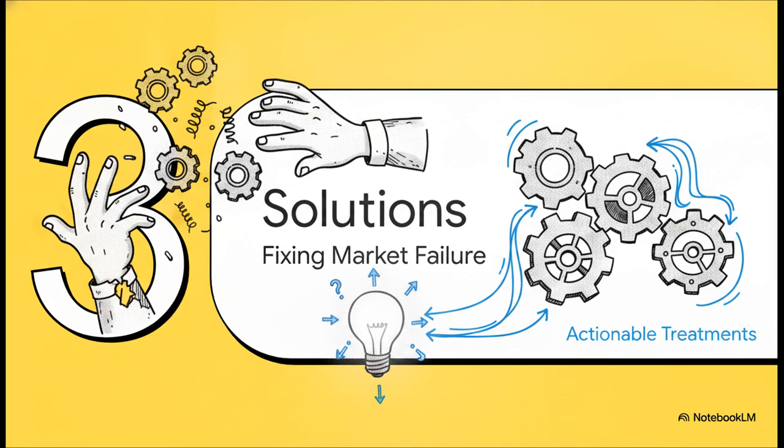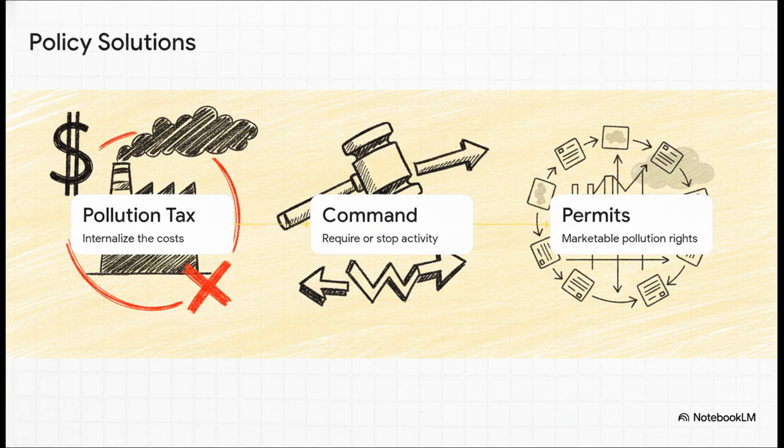Let's jump into Section 3, Solutions to Externalities. Because private markets completely struggle to sort this out on their own, the government has to step in with a specific toolkit. They need to force the market to internalize these outside costs. And they generally do this using three main approaches: slapping a tax on the problem, commanding behavior through strict regulation, or creating a brand new market entirely with tradable permits.